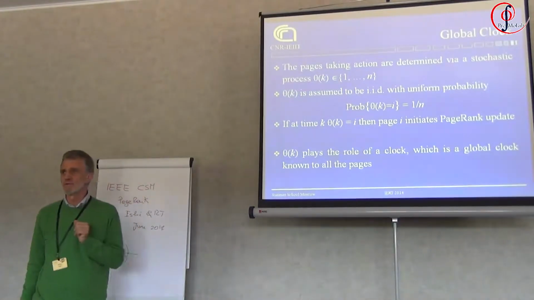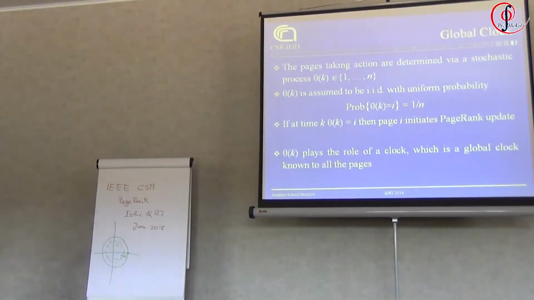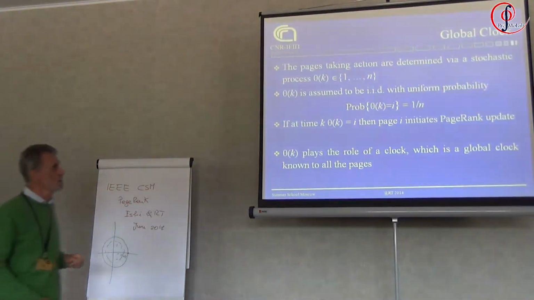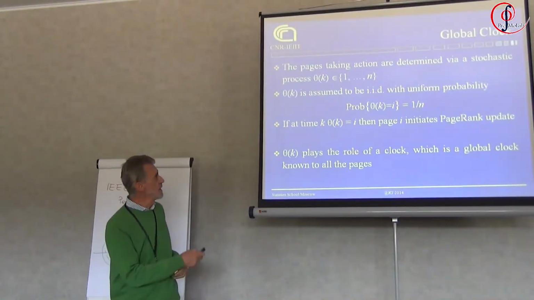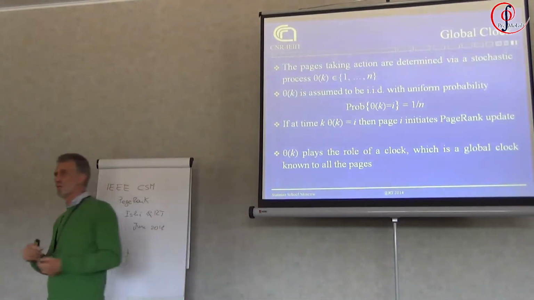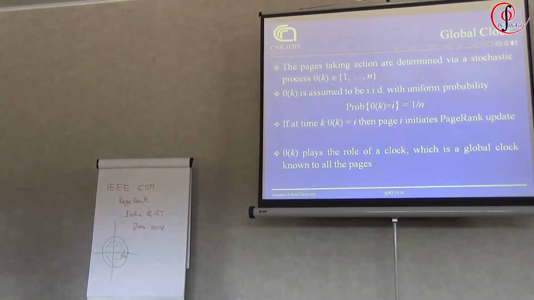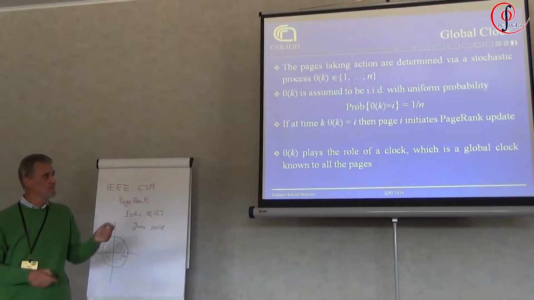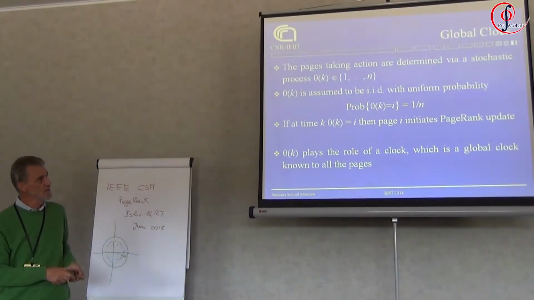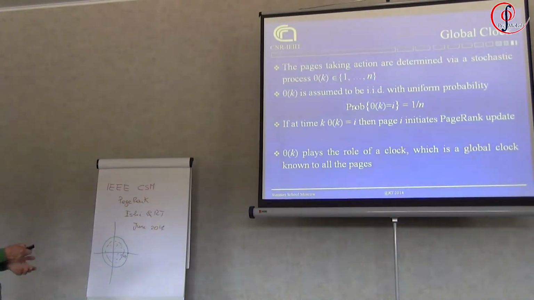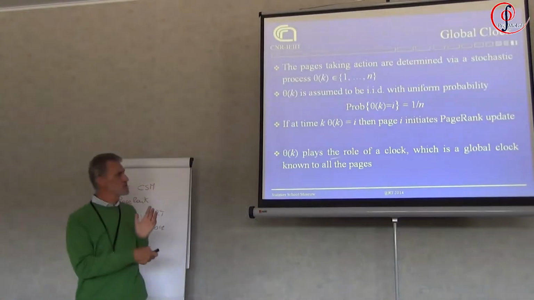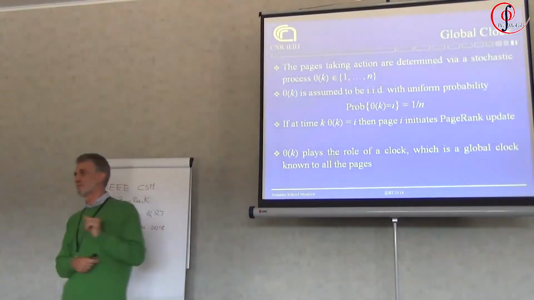So here we go back to the issue that we discussed yesterday about the global clock. And so we have to define a clock. What is the clock? Well, the clock is a stochastic process, theta. So it's a random process which evolves over time, and it takes values from 1 to n. So 1 to n are the n pages. It means that if at time k we have theta k equal to i, then with probability 1 over n, page i initiates the page rank update, so it broadcasts to the others. Theta k is assumed to be IID with uniform probability, though not necessarily uniform. So theta k plays the role of the clock, which is a global clock known to all the pages.